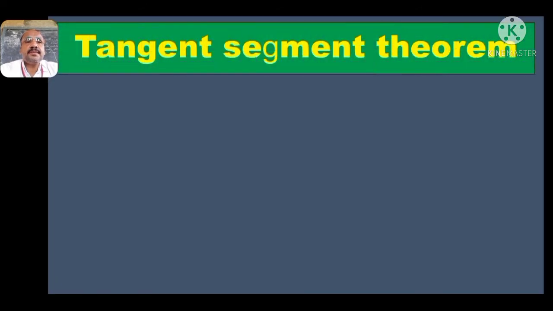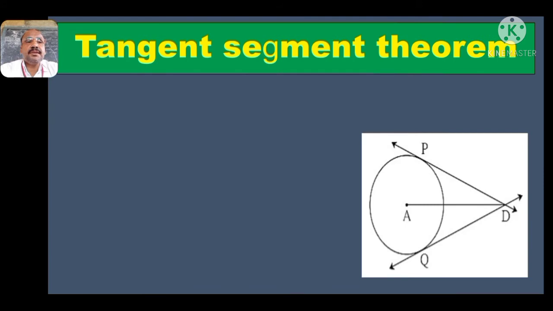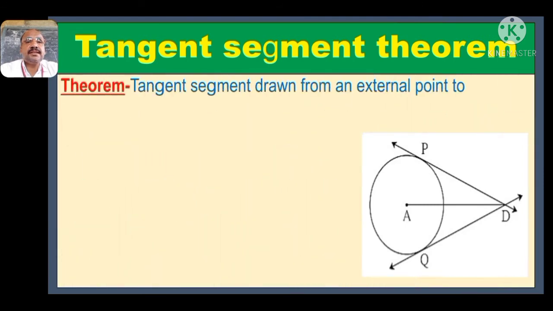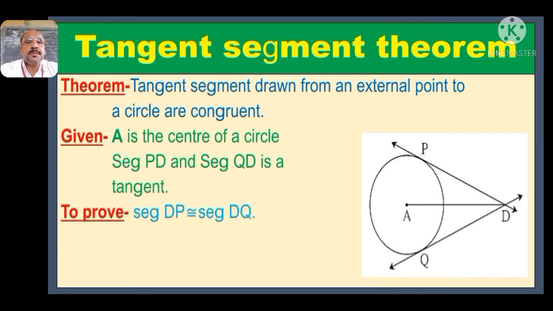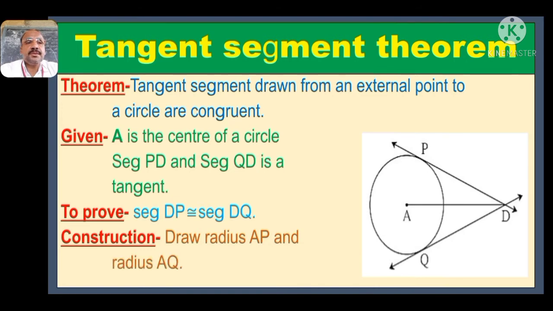Now the tangent segment theorem. Here we have given the figure and the statement is: tangent segments drawn from an external point to a circle are congruent. Given: A is the center of the circle, segment PD and segment QD are tangents. To prove: segment DP is congruent to segment DQ. Construction: draw radius AP and radius AQ. Now proof.